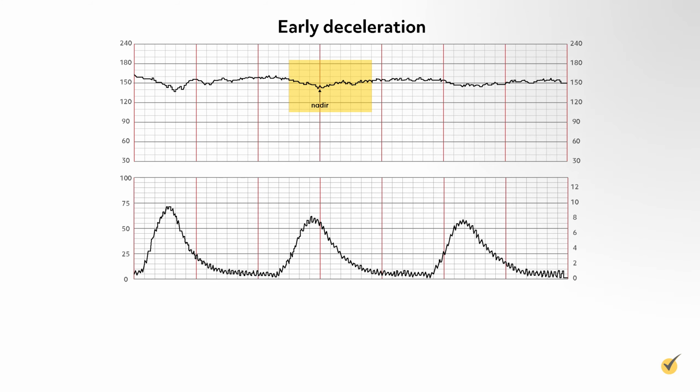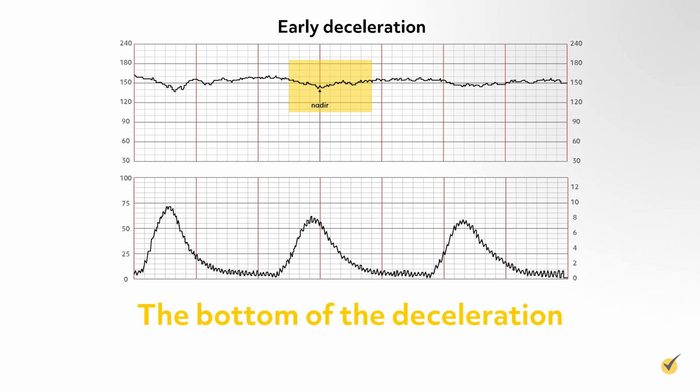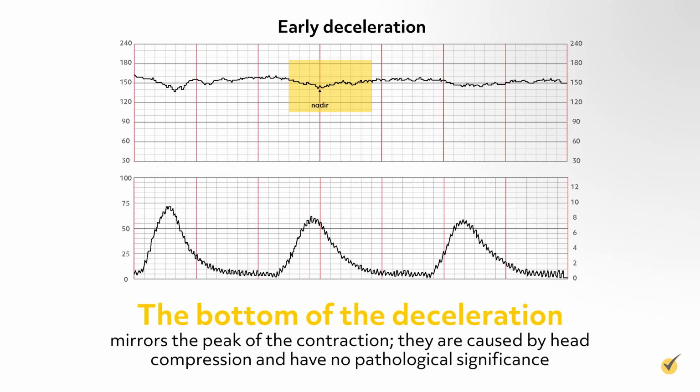Early deceleration of the fetal heart rate is a gradual decrease of greater than 30 seconds to nadir, or the bottom of the deceleration, and then return to fetal heart rate baseline. The bottom of the deceleration mirrors the peak of the contraction. They are caused by head compression and have no pathological significance.